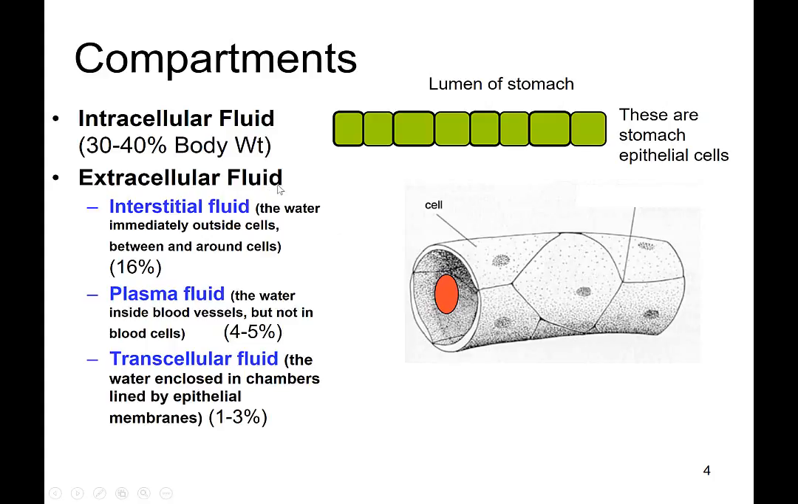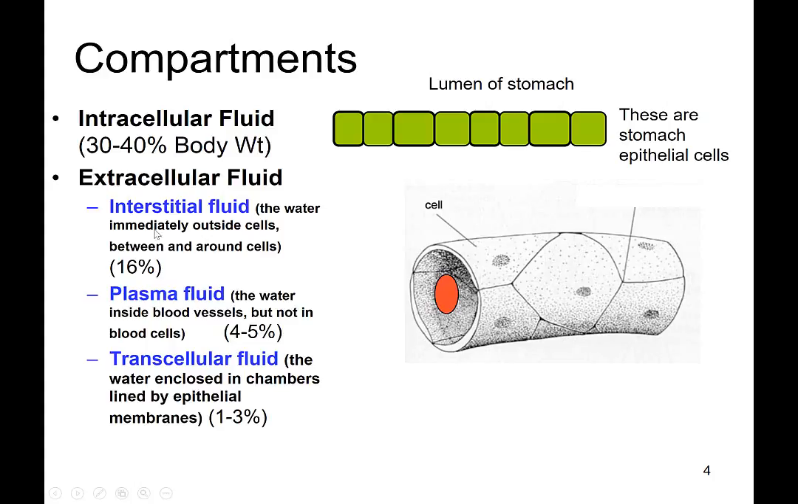Outside of the cells, it's called extracellular fluid. This can be further subdivided into 3 smaller compartments. Interstitial fluid is the water around the cells, between the cells. And then we also have plasma fluid, which is water that's found within blood vessels, but not in the actual blood cells. That would be intracellular fluid.